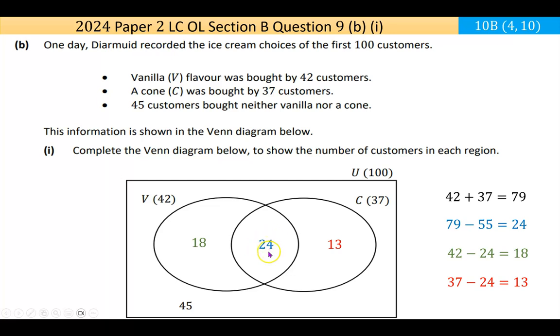And because I know now that it's 24, I can take the 42 who bought a vanilla; 24 of them are accounted for in here. That leaves 18 who just bought the vanilla flavor on its own. Then 37 people bought a cone. Take away the 24 that are accounted for in here, leaves me with 13 people who just bought a cone on its own.